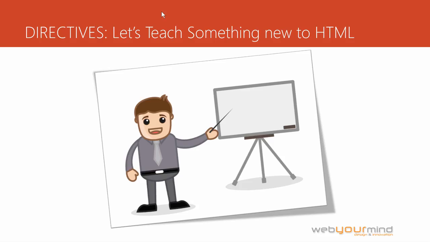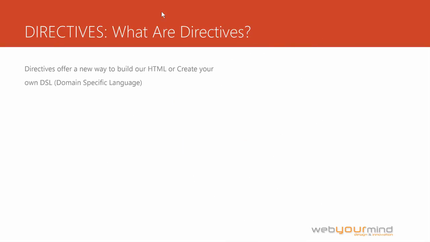So as I said, directives are used to teach something new to the HTML. But what does this mean? It means that they offer a new way to build our HTML or to create our own domain-specific language. By domain-specific language, we mean that, for example, we have a tag P for paragraphs, a tag div for divs, or other tags like the head tag, the body tag, the footer tag, or a full list of tags that HTML offers us. But what they really don't do is to add behavior to our application, and we can do that by using directives.